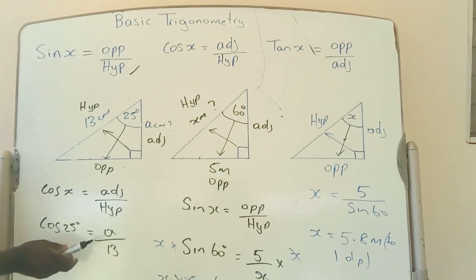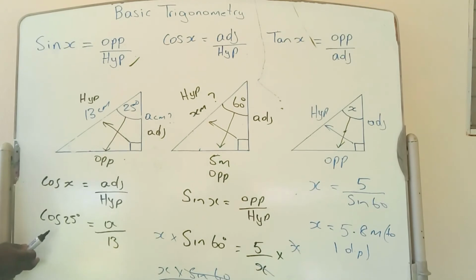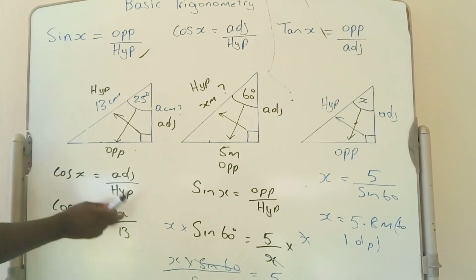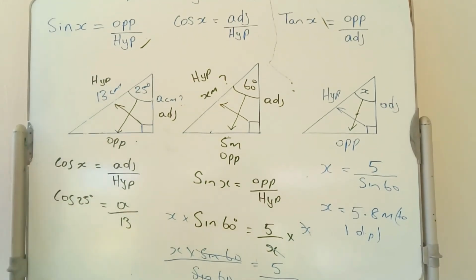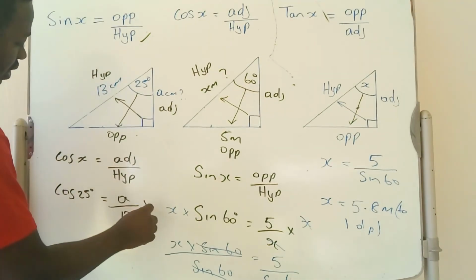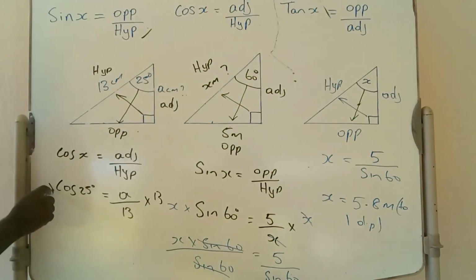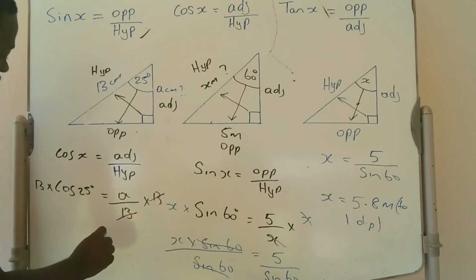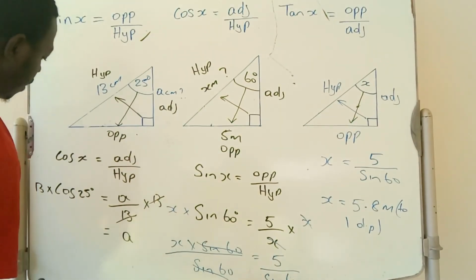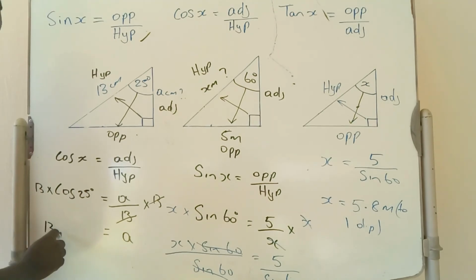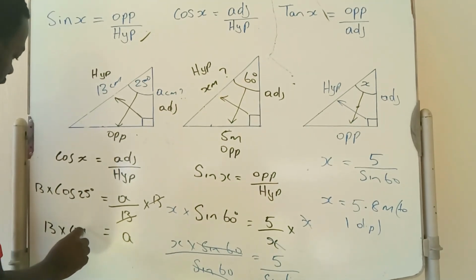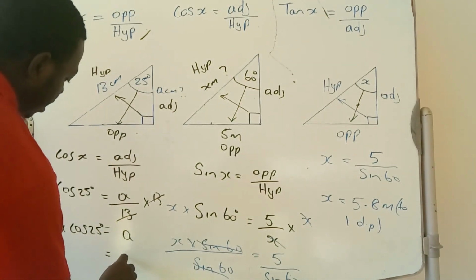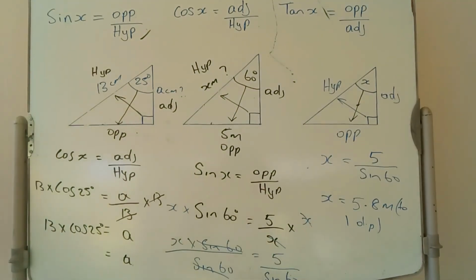Right? So all you need to do is to multiply both sides of the equation by 13, because you are dividing by 13 and we want to get rid of the 13 and get a by itself. We just multiply both sides by 13, right? So if you multiply this side by 13 and then you multiply this side by 13 here, then 13 will cancel out 13. So on this side you're left with a, which is equal to 13 times cos 25 degrees. All you need to do is to just put this on your calculator and you find the value of a.